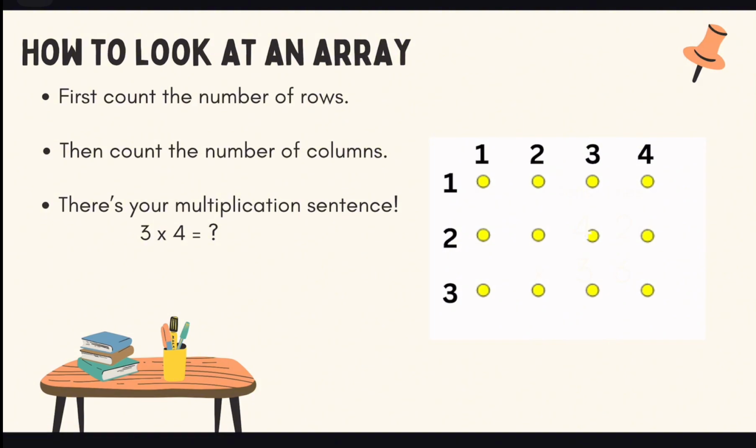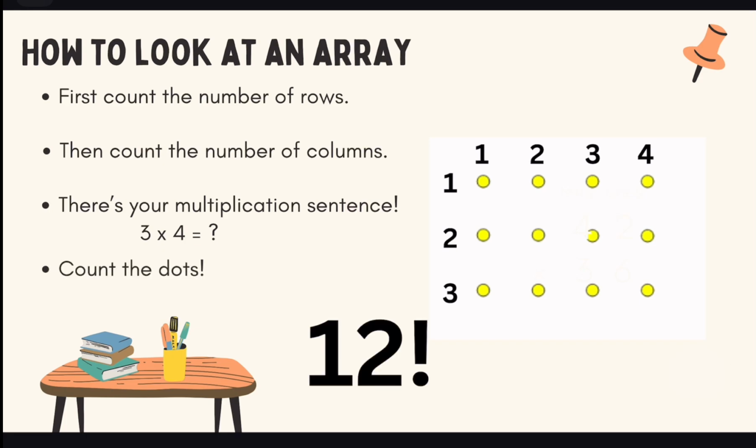And to get the answer, we need to count the dots. So I'm going to go ahead and count 1, 2, 3, 4. That's the first row. 5, 6, 7, 8 is the second row. 9, 10, 11, 12 is the third row. So my answer to that is going to be 12. 3 times 4 equals 12. I used this array to solve that multiplication sentence.